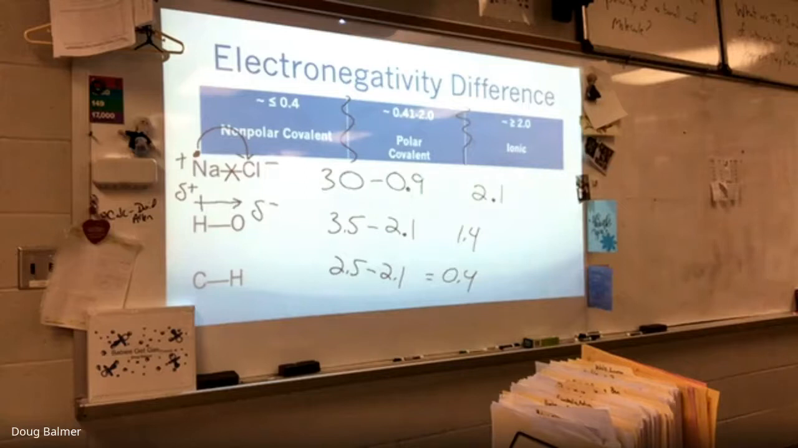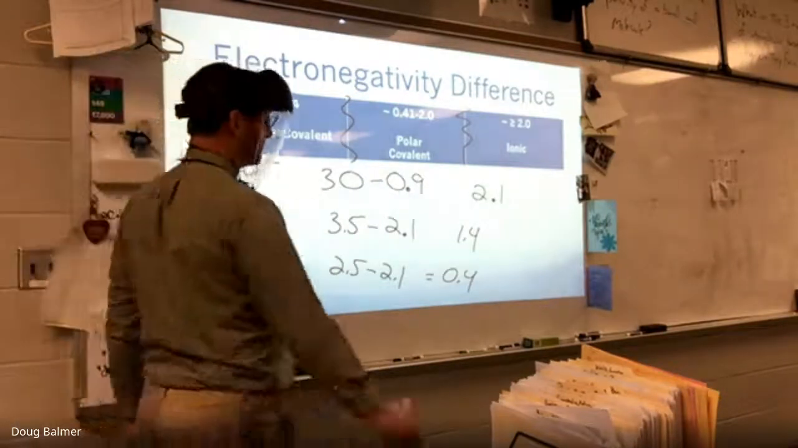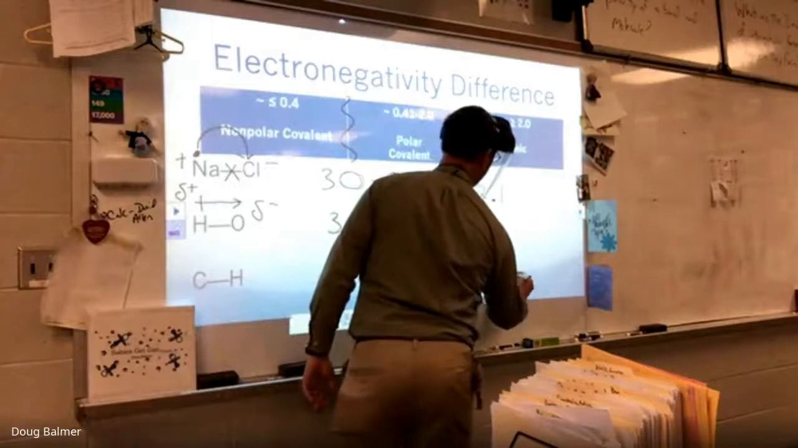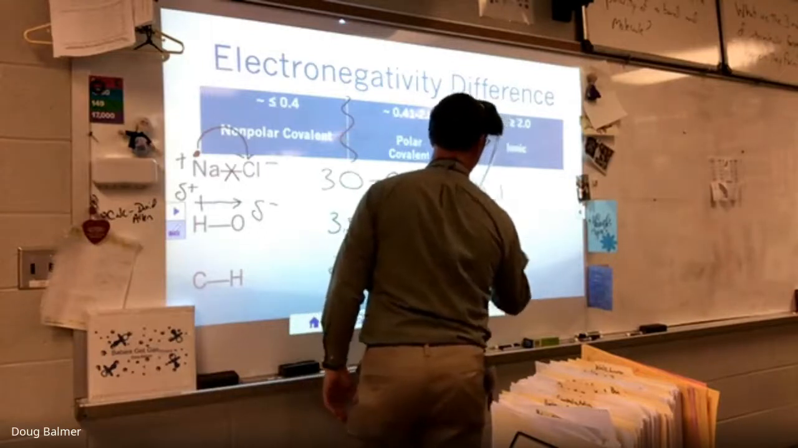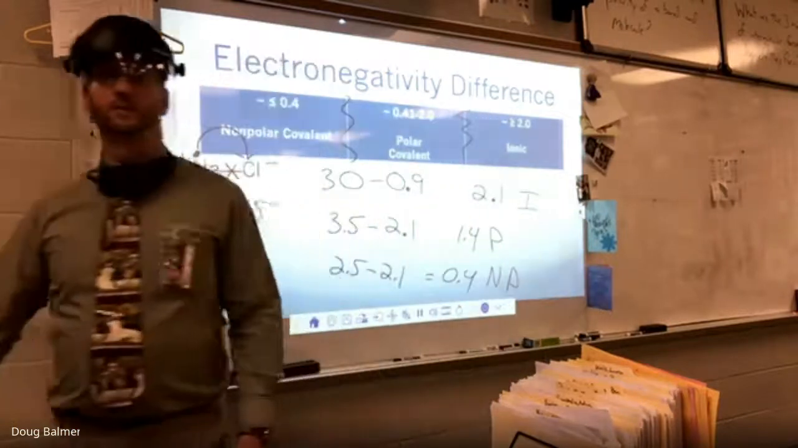They're sharing the electrons relatively equally, and because it would be a non-polar covalent bond, non-polar means no poles, no dipoles. So yeah, this is non-polar. Whereas this would be polar, and this isn't even covalent, this is ionic. Questions on that?